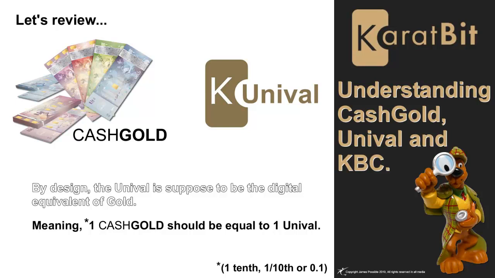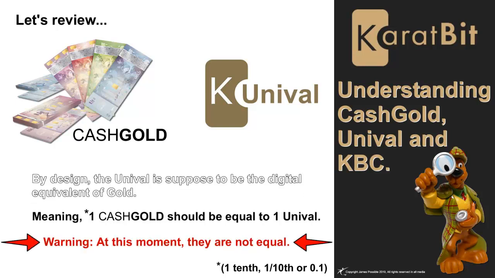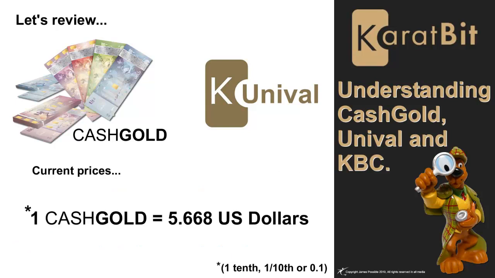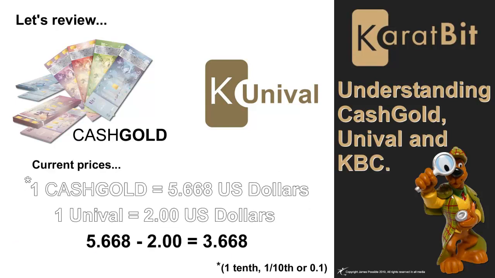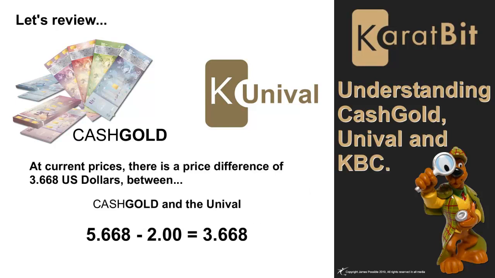So if 1 Cashgold at this point in time is worth $5.66, you would expect that 1 Unival would be relatively close in price to the $5.66. Understanding that the market's going to fluctuate, you still want to be relatively close, right? And at this moment, they're not even close to being equal. 1 Cashgold, $5.66. 1 Unival, $2. $5.66 minus $2 equals $3.66. What does that mean?